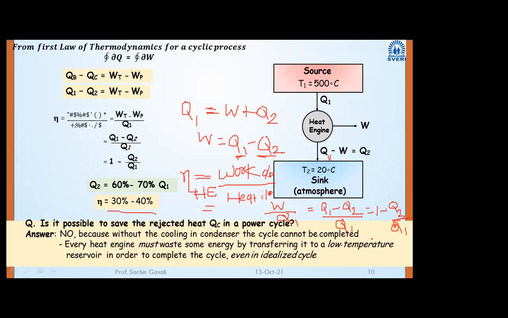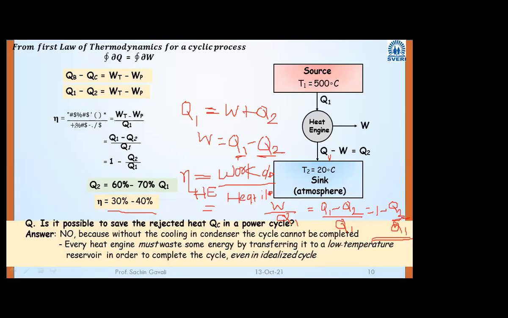What is this mathematical relation? What do you understand from this? Efficiency of heat engine is 1 minus Q2 upon Q1. Let me see who has studied this properly, who has confusion. Efficiency of heat engine is never equal to 1 or 100%. No heat engine has 100% efficiency.